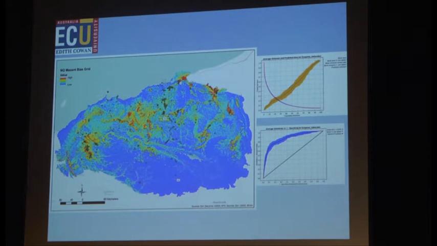Statistically, it's very good. It gave us resolution, and more importantly, the people that work in those landscapes said, yeah, that's pretty much right. So being happy with that model, the first thing you do is you go out and you try and break it.